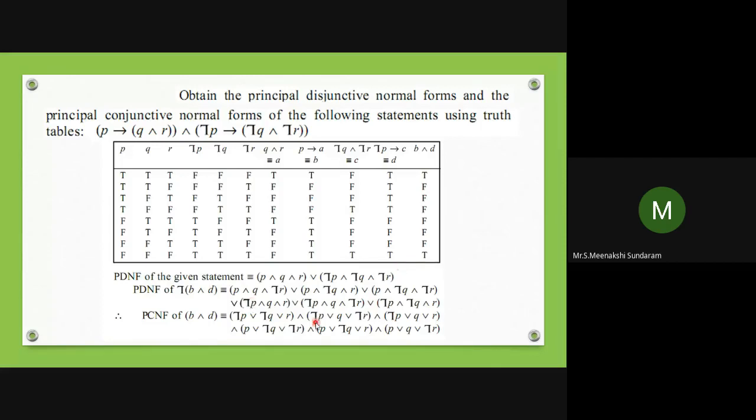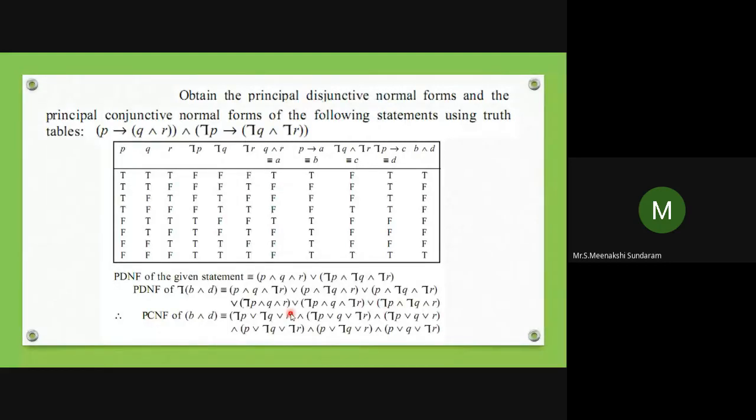Then I can apply the duality principle. Once again, P will come, you can write negation P. Conjunction changes to disjunction. Q, negation Q. Conjunction, disjunction. Negation R, we can write R. Disjunction, conjunction. That is the duality principle. Wherever there is a conjunction, you can convert it into disjunction. Wherever there is a disjunction, we can convert it into conjunction. And negation, we can remove it. In case negation is not there, you put negation. That is for your PDNF to PCNF.